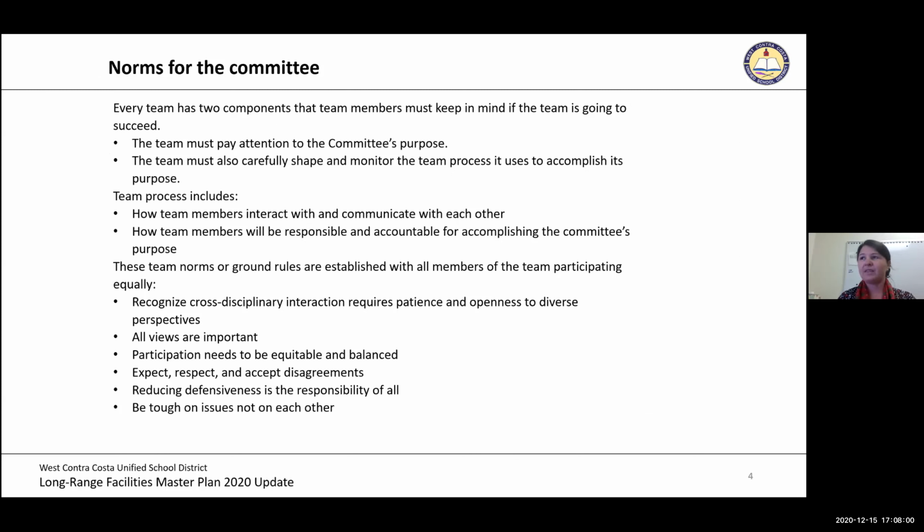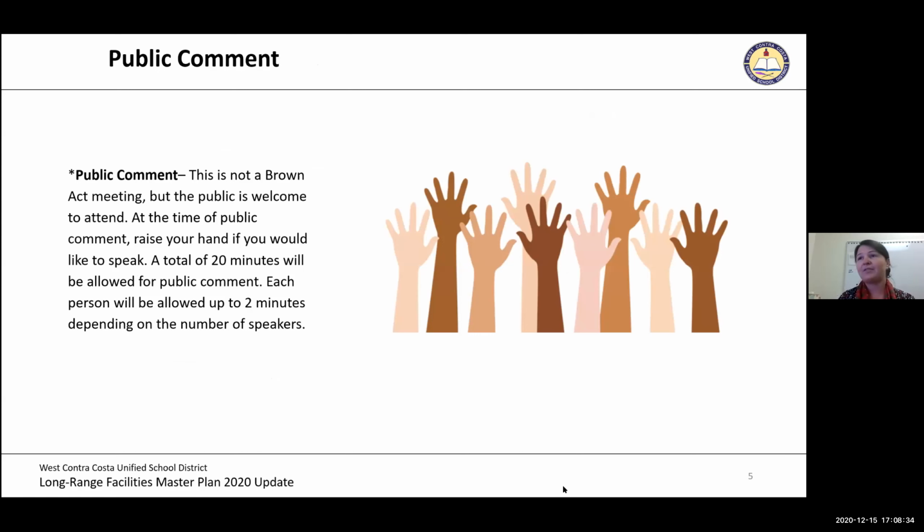Establishing the norms, this is the same slide we've looked at every time. Remember that we want to make sure that we get around to everybody's first comment before we go on to a second one. So try to share the space, be respectful. Remember that all views are important, and we're trying to have an equitable and balanced conversation here, and be tough on the issues, not on each other. We're moving into the holiday season, so let's have a little holiday spirit. This has been great so far, so I'm sure there's not going to be a problem.